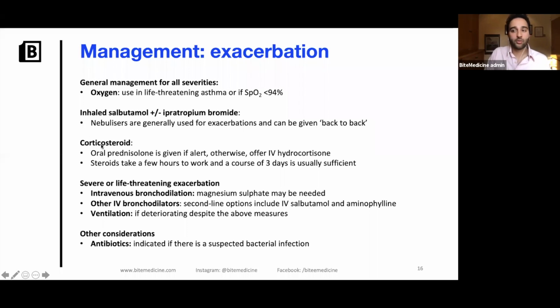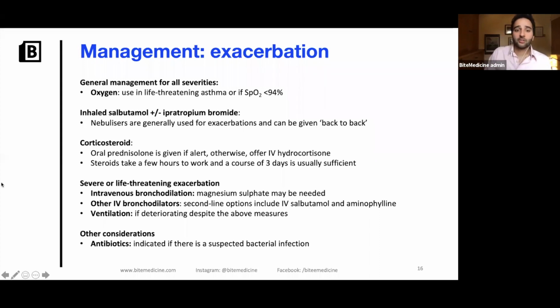Then we're going to add on a corticosteroid, so oral prednisolone or IV hydrocortisone if they're not alert or unable to tolerate oral intake. And one point I just wanted to make you aware of is that a lot of people think you give these patients a steroid and they're going to miraculously get better, but steroids take a few hours to work, even if given intravenously. So this is to try and stop that inflammation over the next few hours. It's not suddenly going to reduce your inflammation.